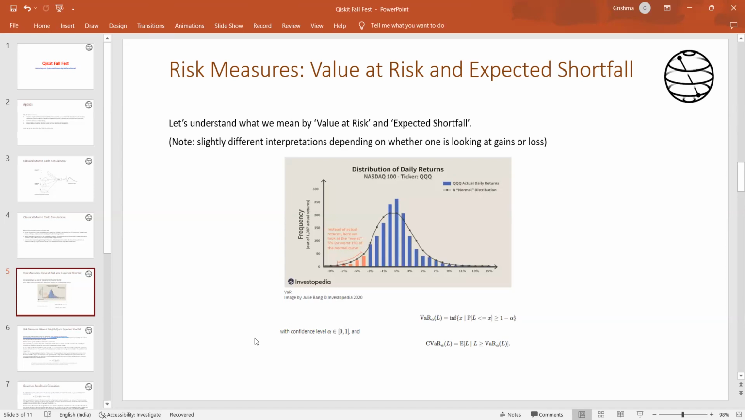So you look at the lower end, and this orange area here exactly indicates the amount of risk you have. It's the amount of low return or the loss that you will have if you are into the stock. So the interpretation can differ. This is when we are talking about gains of a stock, returns of a stock.